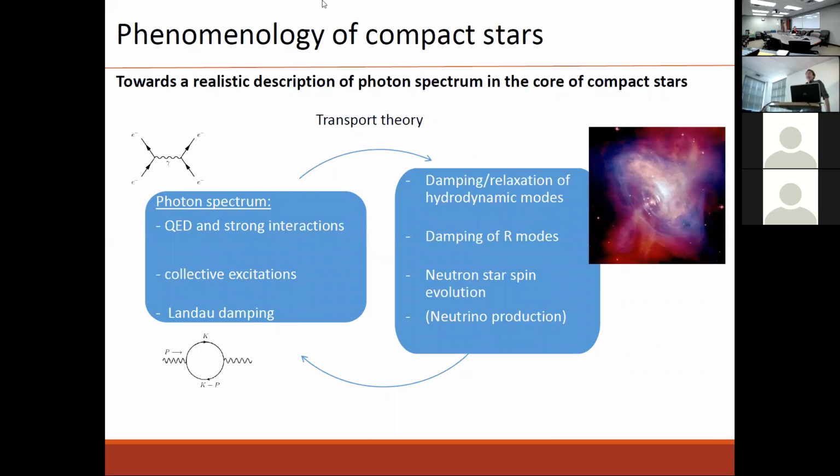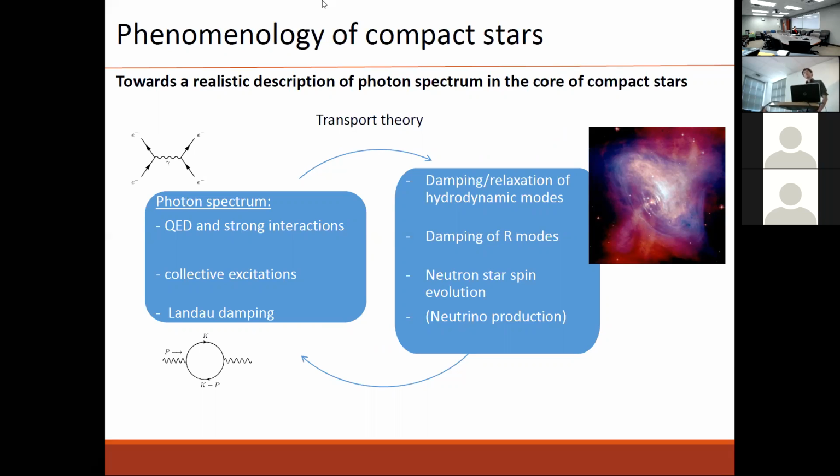So why are we interested in this? If we look at the photon spectrum in the core of a neutron star, it is subject to a lot of physical effects. So you will find collective excitations, you will find screening, most notably Landau damping. And all of this is based on the exchange of electromagnetic interactions and strong interactions. So if you want to connect that with something that's observable in a neutron star, then transport theory is an obvious link between the microscopic physics and the macroscopic ones. So in particular, there's a damping and relaxation of hydrodynamic modes, which is strongly influenced by this.